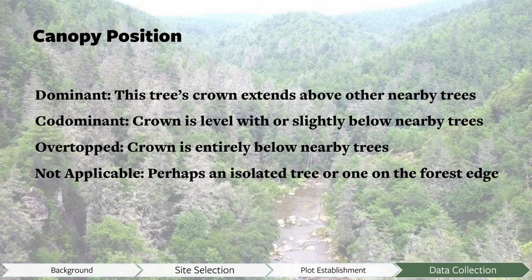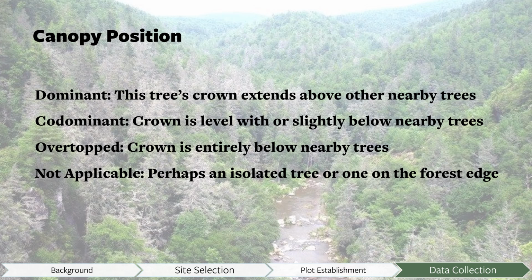So that essentially concludes the data collection for this. You're going to go through, select your site, establish your plots, take one round of data on the dead trees in that area, and then tag your trees and collect your first round of annual survey data.